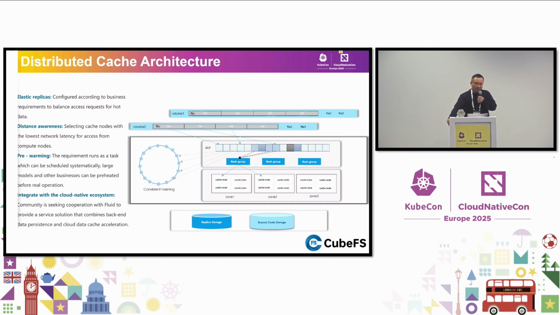In the benchmark test, each cache node with 4 terabytes capacity of NVMe disk can provide 50 gigabits network throughput. The bottleneck of the distributed cache lies in the bandwidth. The CubeFS distributed cache takes multiple aspects into consideration in its design. Here are some main features.